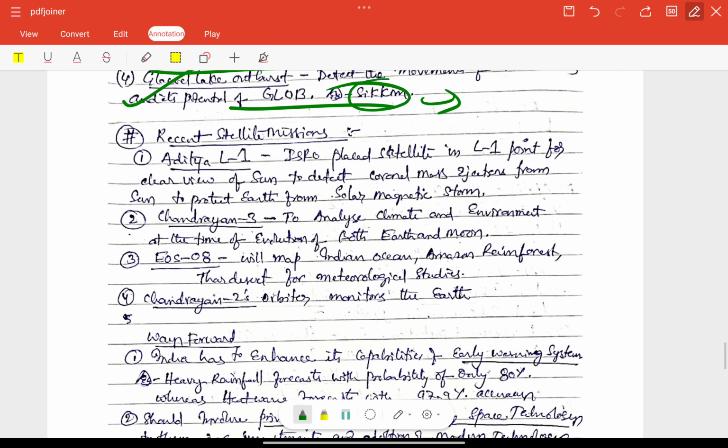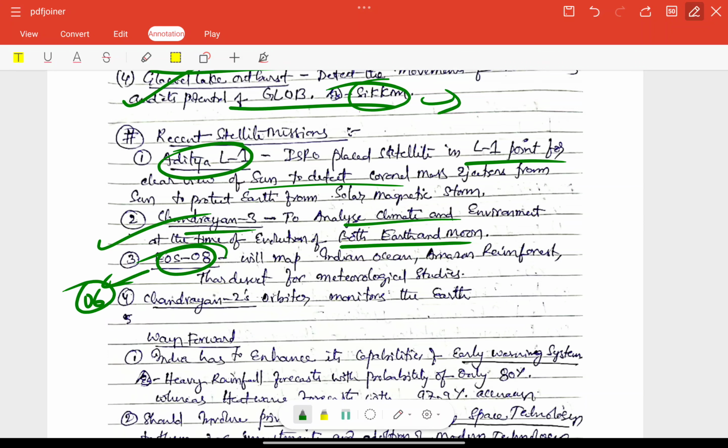Very good example. And recent satellites, Aditya L1 is included, very good. Chandrayaan 3 is also included. EOS-6 and EOS-8, EOS-6 is also very important. It was launched in 2022. And Chandrayaan 2 is also included, very good.